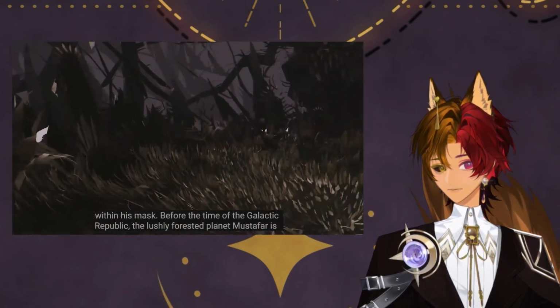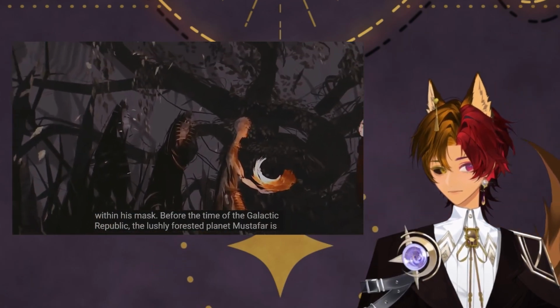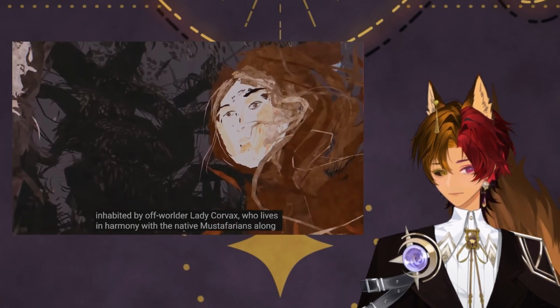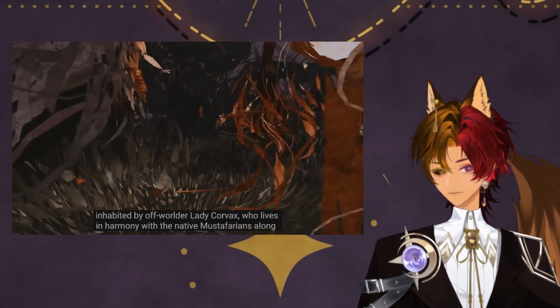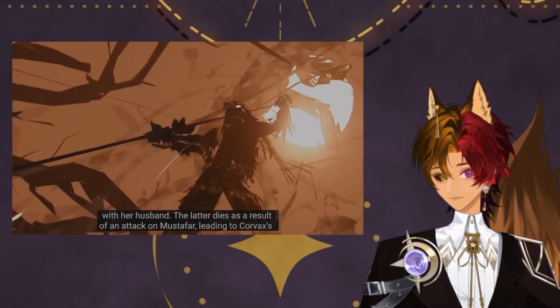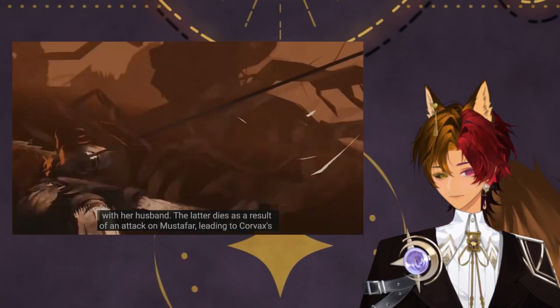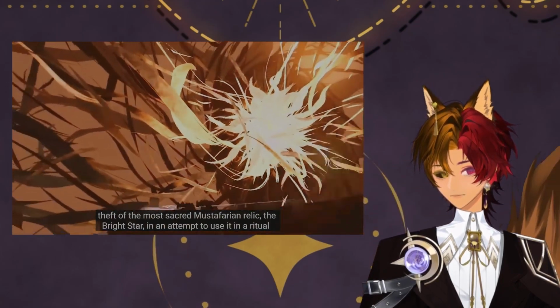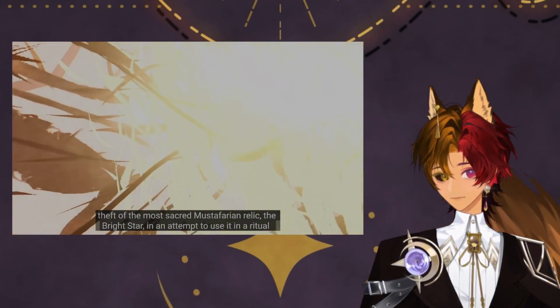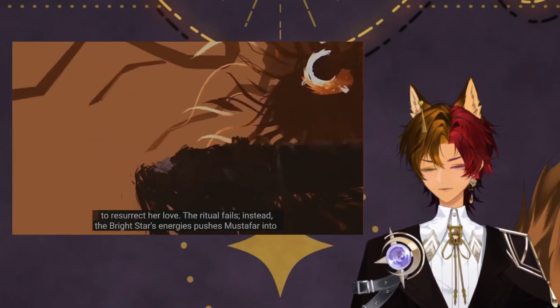Before the time of the Galactic Republic, the lushly forested planet Mustafar is inhabited by off-worlder Lady Korvax, who lives in harmony with the native Mustafarians along with her husband. The latter dies as a result of an attack on Mustafar, leading to Korvax's theft of the most sacred Mustafarian relic, the Bright Star, in an attempt to use it in a ritual to resurrect her love.